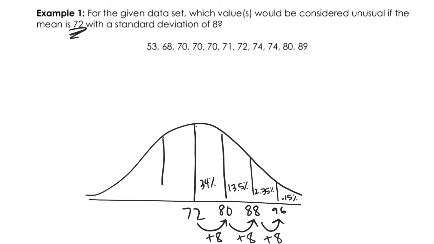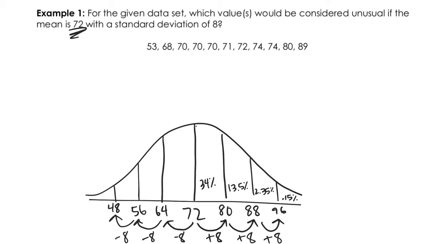But this time when we go to the left, we're going to subtract 8. So 3 times, we're going to subtract 8 to get these numbers to the left. So 72 minus 8 is going to give us 64. 64 minus 8 is going to give us 56. And 56 minus 8 is going to give us 48.